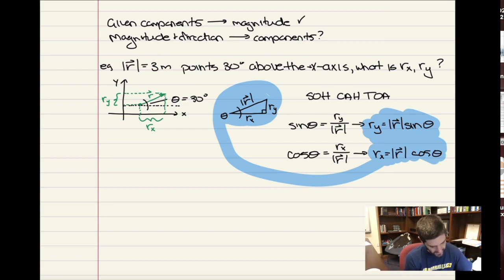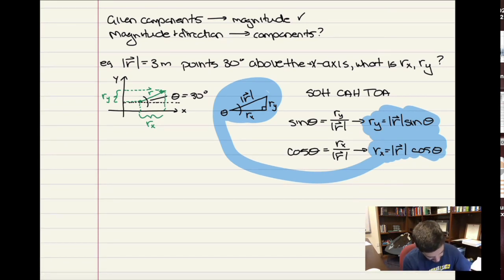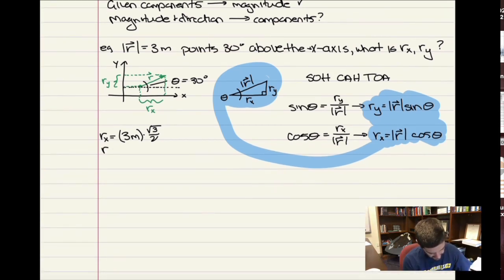So for example, in the case of this problem, the horizontal component is 3 meters times cosine of 30 degrees, which is square root of 3 over 2. That has overall units of meters. And then the vertical component is 3 meters times sine of 30, which is a half. So this might be 3/2 of a meter, for example. And the x component is some irrational number.